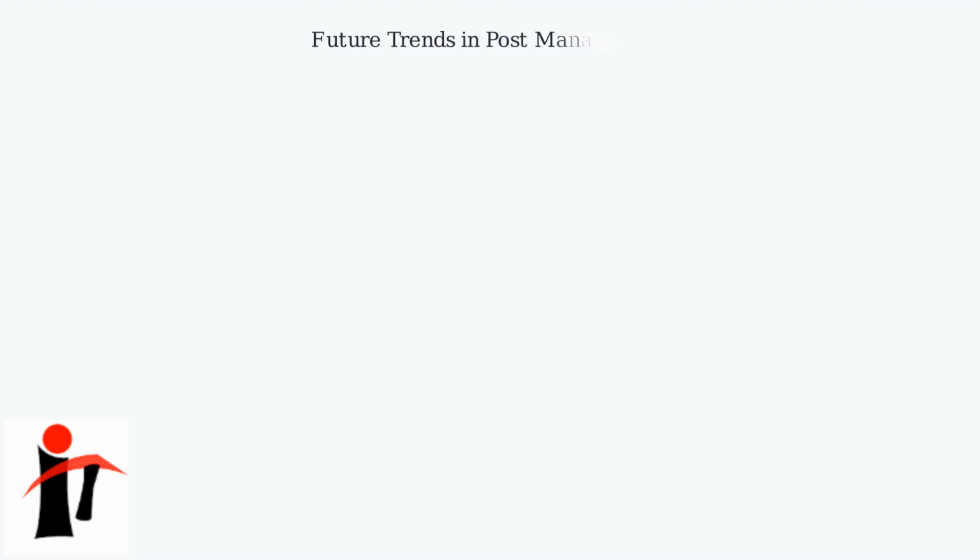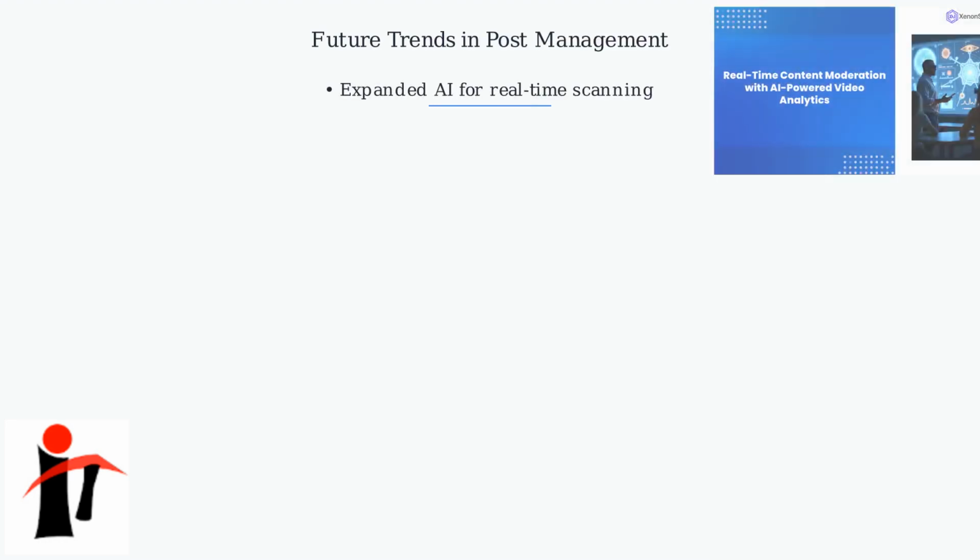Looking ahead, Skool plans to expand AI capabilities for real-time content scanning, including video analytics to ensure all media meets community standards. Future updates will include stronger data retention policies for deleted posts, ensuring compliance with regulations like GDPR while maintaining user privacy. As Skool grows internationally, future developments will adapt moderation rules to local cultural contexts and legal requirements.